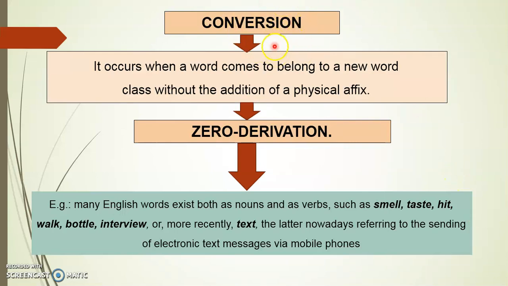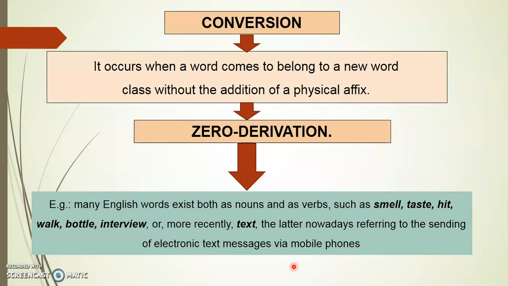Then we have conversion, which is another morphological phenomenon, also called zero derivation. It occurs when a word comes to belong to a new word class without the addition of a physical affix, and that is zero derivation. So many English words exist both as nouns and as verbs, such as smell, taste, heat, to walk, to bottle, interview, or recently text, nowadays referring to the sending of electronic text messages via mobile phone. So I can say, please text me a message, but at the same time you can say, okay, read this text. So the same word can be a noun or a verb without adding any affix.